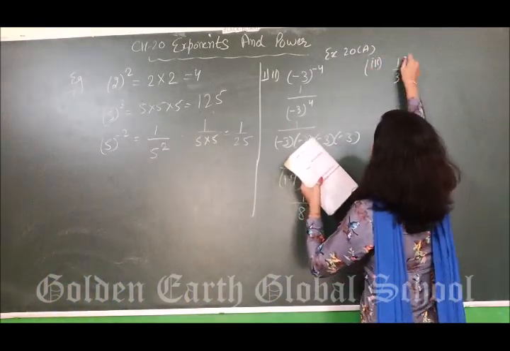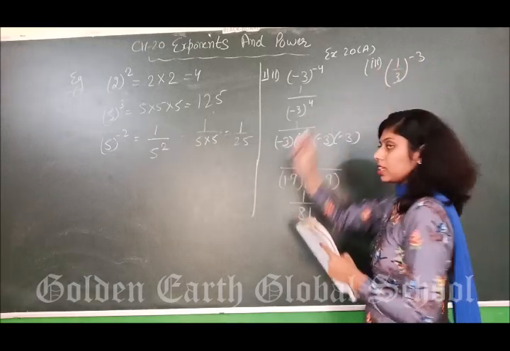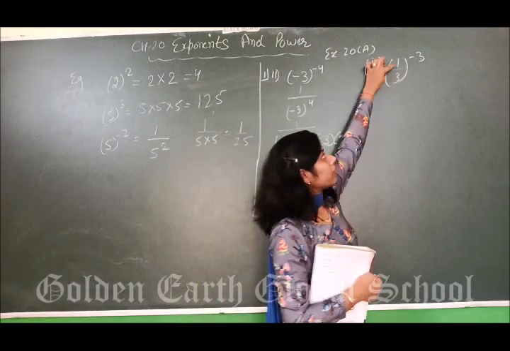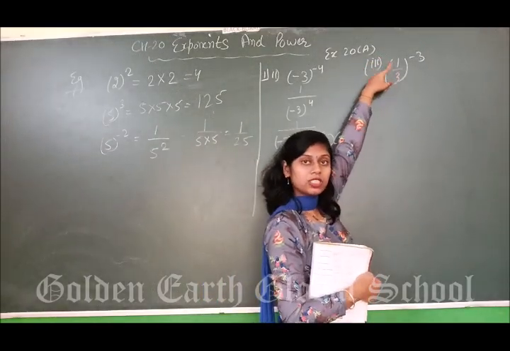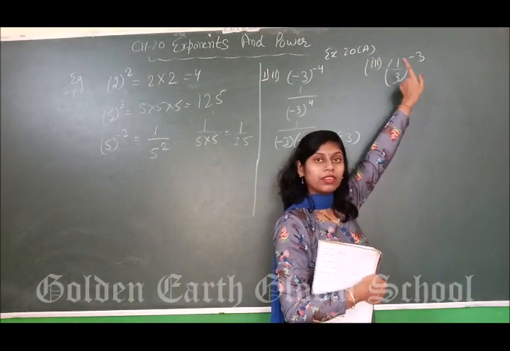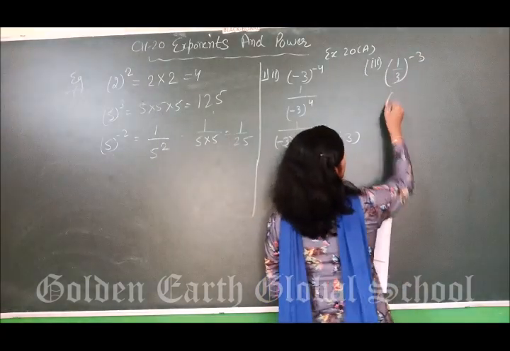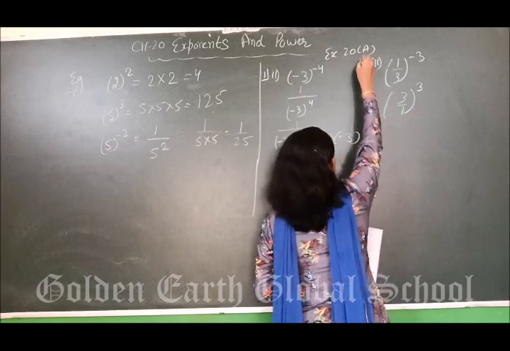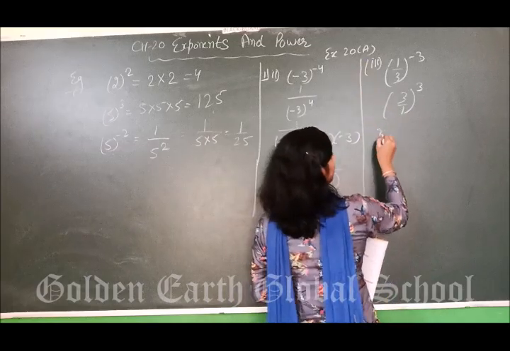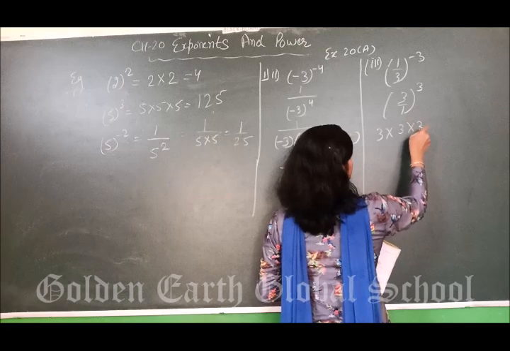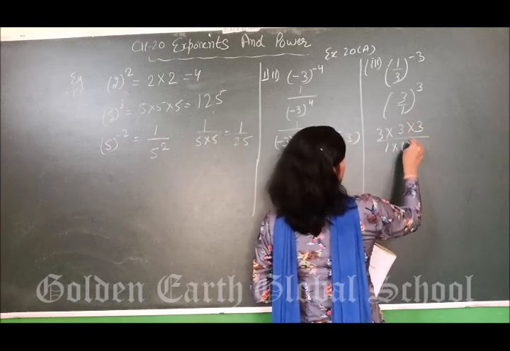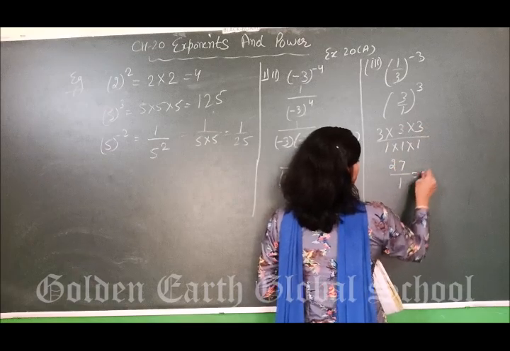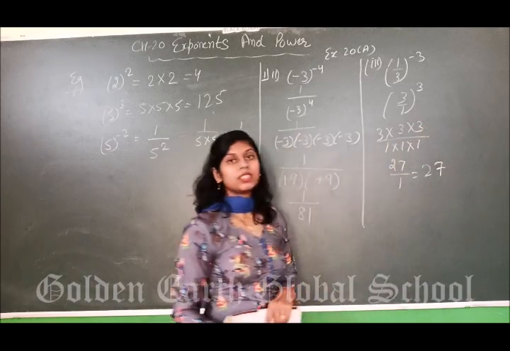1 by 3 power minus 3. So here we will take the reciprocal. 1 will shift to the denominator and 3 will shift to the numerator and the power will become positive. So we will write 3 upon 1 power 3. So 3 will be multiplied 3 times. 1 will be again 3. 3 3s are 9. 9 3s are 27 upon 1. So the answer will be 27.